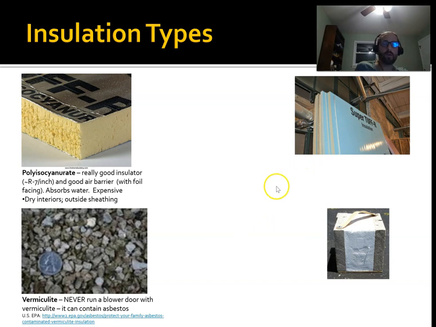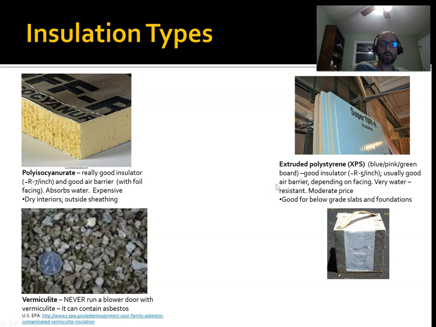Okay, top right we have our extruded polystyrene. Okay, this blue board, pink board, they're the same thing. There's different companies. Pretty good insulator. Okay, R5 per inch. You notice that's a little less than the polyiso. This is very water resistant, so you'll see this a lot of times in basements. This is really handy stuff, really useful. Again, you can get this at any hardware store. It's not super duper cheap, but it's not super expensive either.